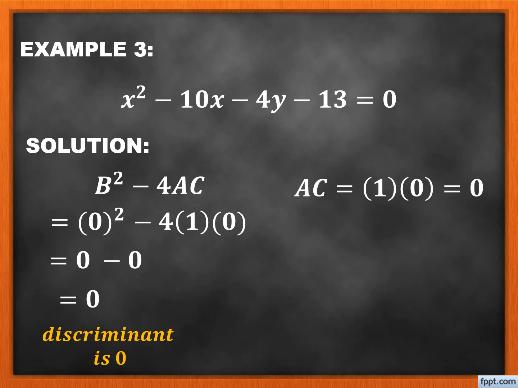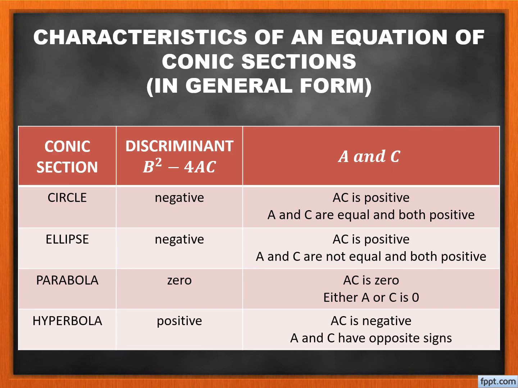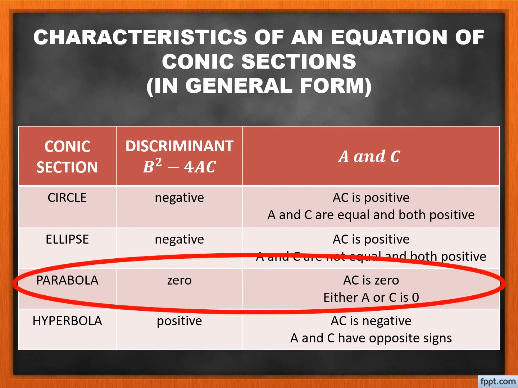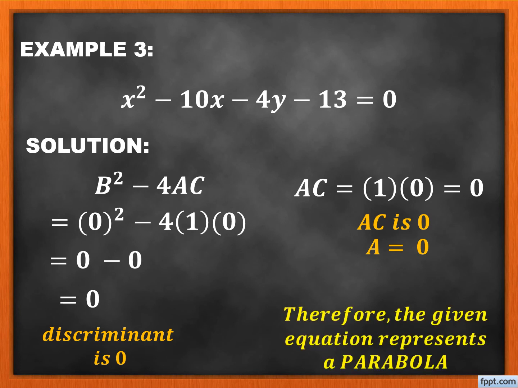For the values of a and c and their product, a is 1, c is 0, and 1 times 0 is 0. So ac is 0, c is 0, therefore, in our table, where the discriminant is 0, ac is 0, and nawawala either a or c. Therefore, the given equation represents a parabola.